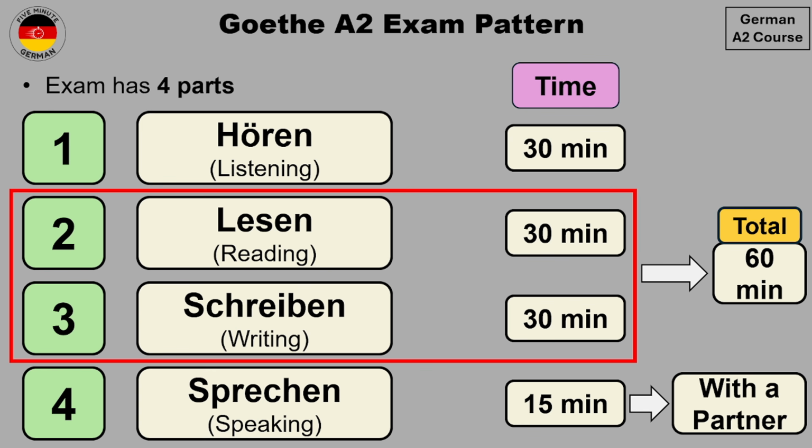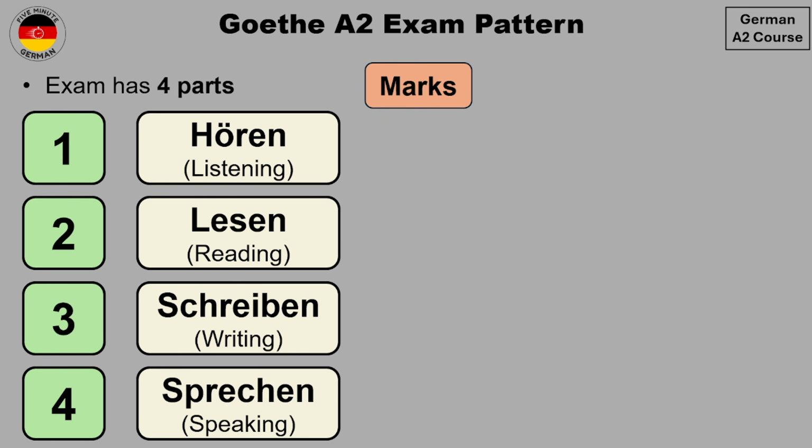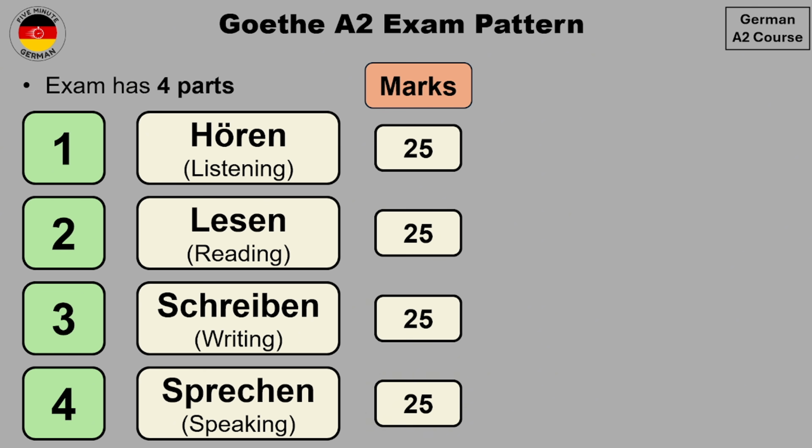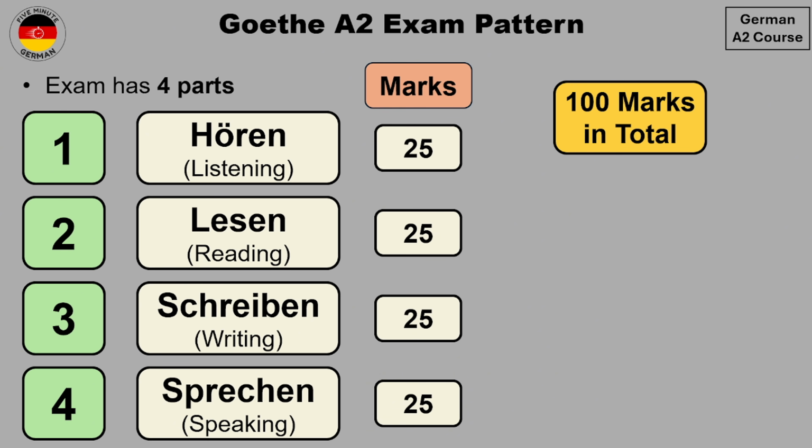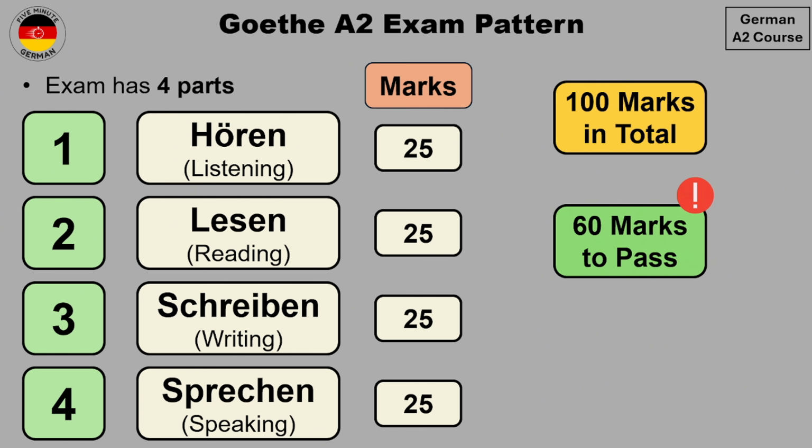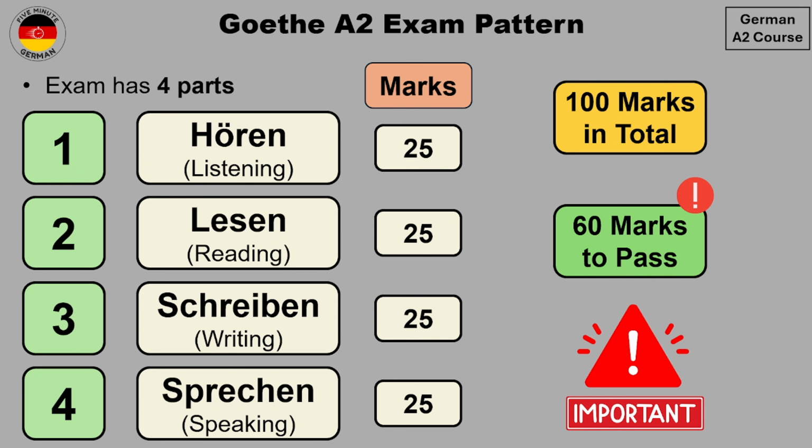Now let's take a look at the marks that you have for each part. For each part you have 25 marks, and you have 100 marks in total. And you need 60 marks to pass. But in A2, there is an important point regarding the marks which I want to mention. For that, let me take you to the Goethe website and then I will explain it to you in more detail.